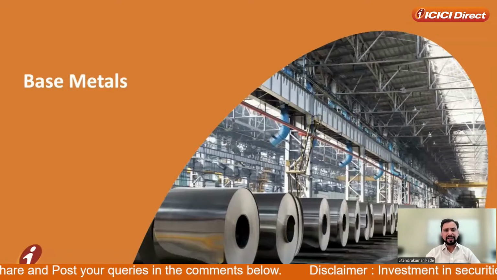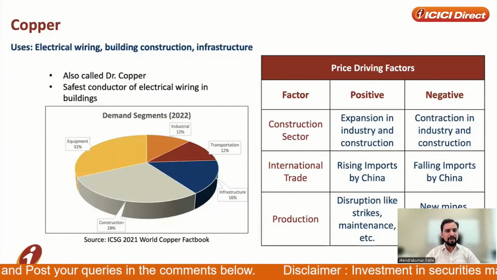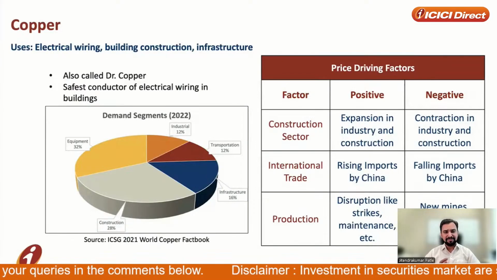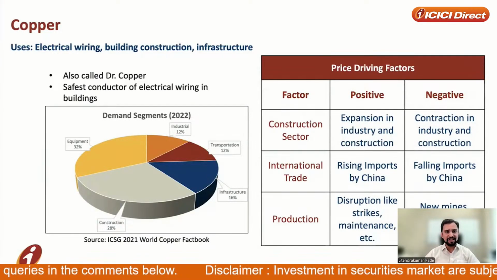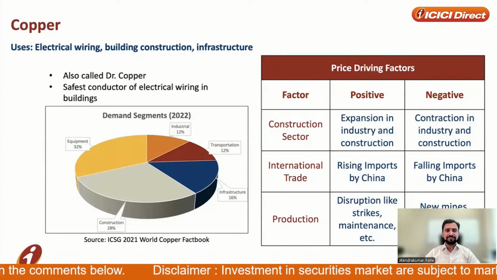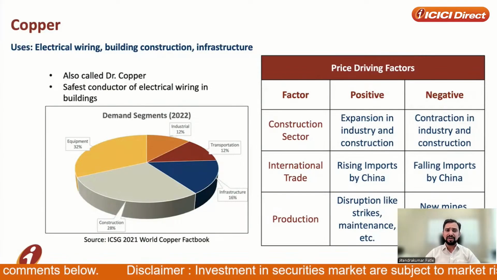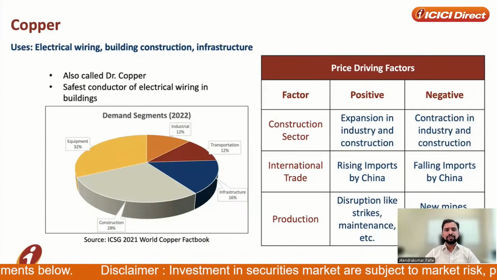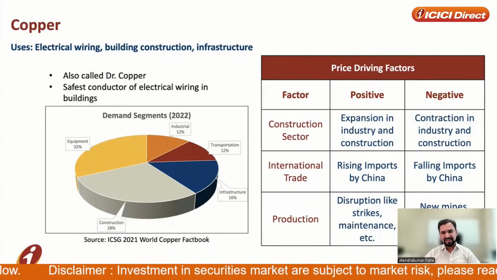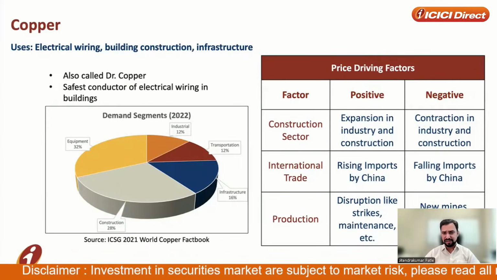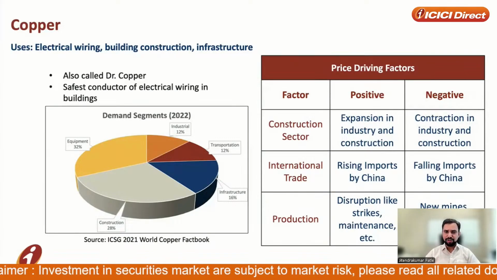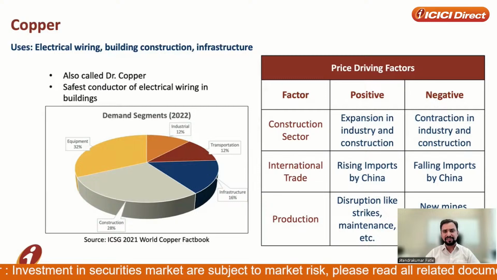Talking about base metals, let's discuss copper. Copper is called Doctor Copper. And we know that it is basically used in electric wiring, building construction and infrastructure. This is the safest conductor of electricity. So it is used for electricity purposes. If construction activity or international trade is rising or expanding, it is positive for copper prices.